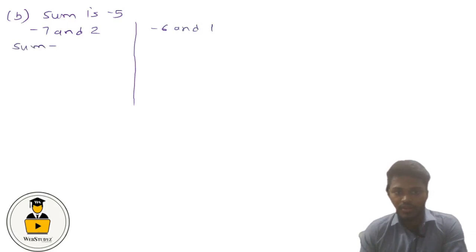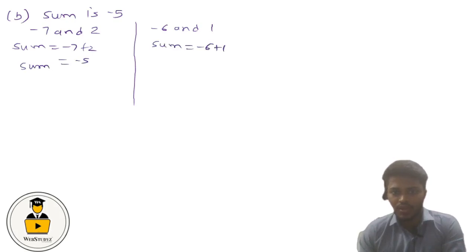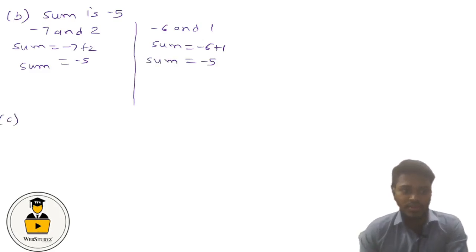Now let us find out their sum. So minus 7 plus 2, which will be minus 5. Similarly, the sum of minus 6 plus 1 will give us minus 5, which is the required sum. And let us consider the next question.